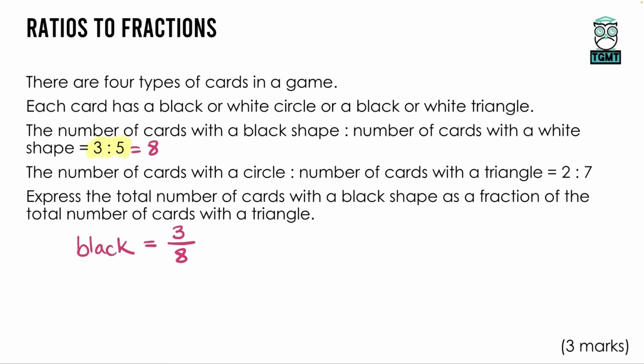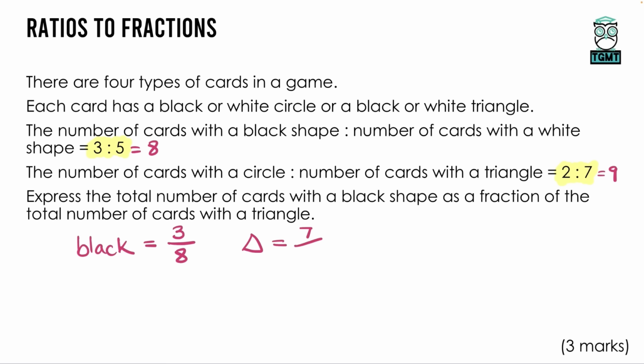We can then do exactly the same with the circles and triangles. And it wants to know out of the total number of cards with a triangle. Well, this ratio here adds up to 9, and the 7 represents the triangles. So let's just draw a triangle. We'll have triangle, therefore, is 7 out of 9.